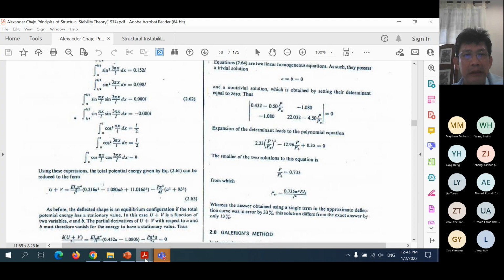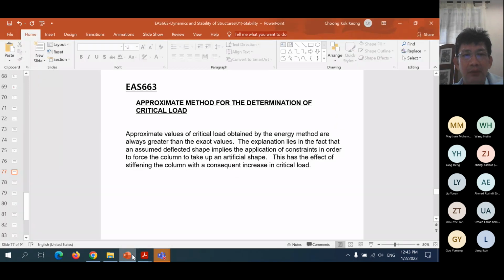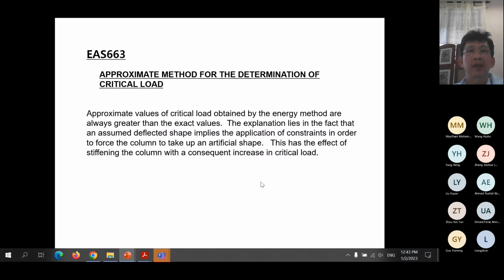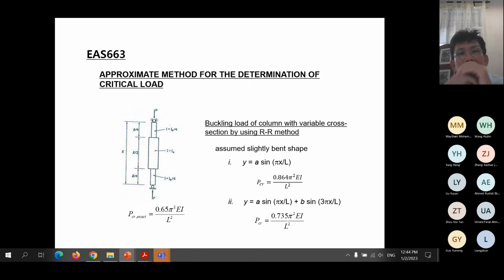So that is the process of the Rayleigh-Ritz method. We have to go through the process of using the Rayleigh-Ritz method. First, choose an assumed deflected shape. Choose a deflected shape that will correctly represent the slightly bent configuration. And the first thing, it must be kinematically admissible. It means the geometric boundary conditions must be satisfied.